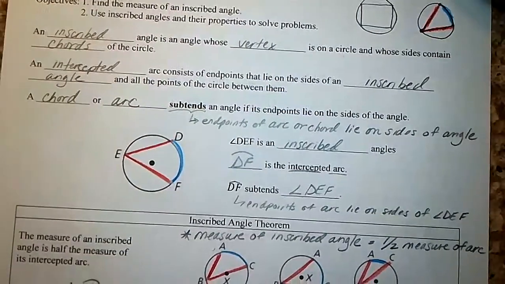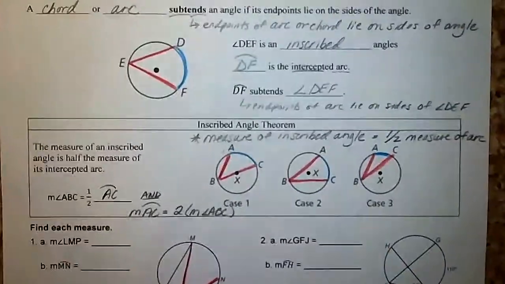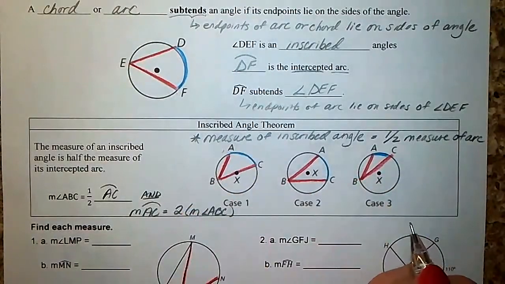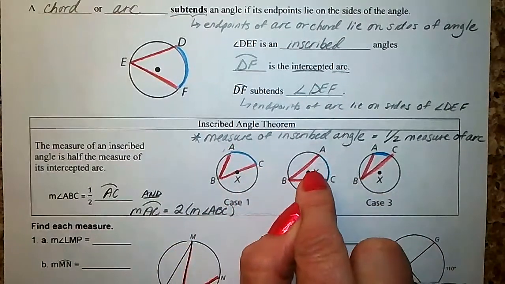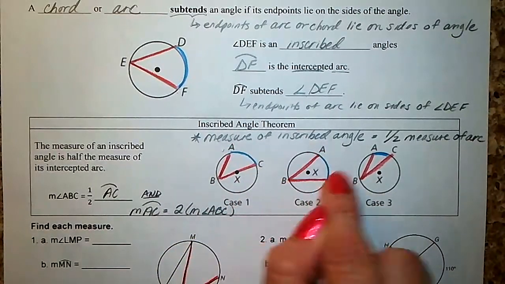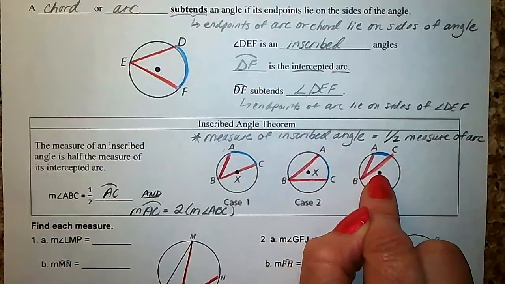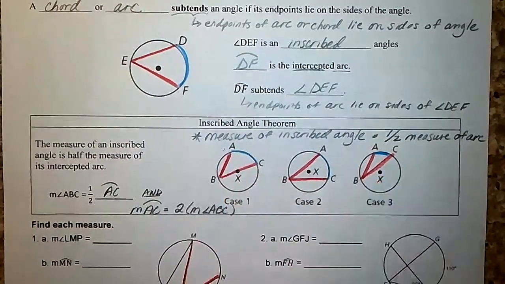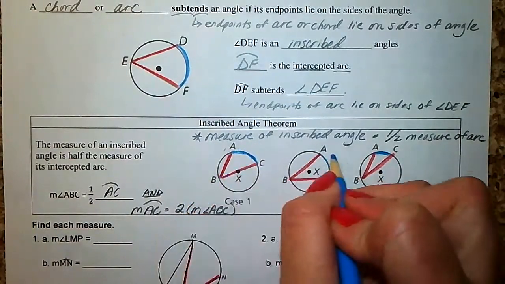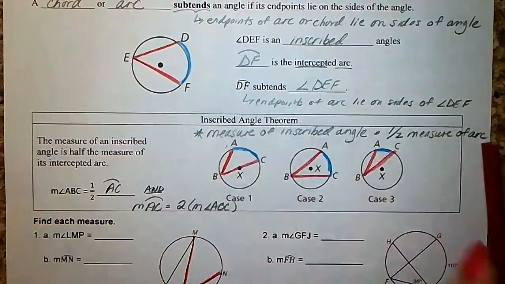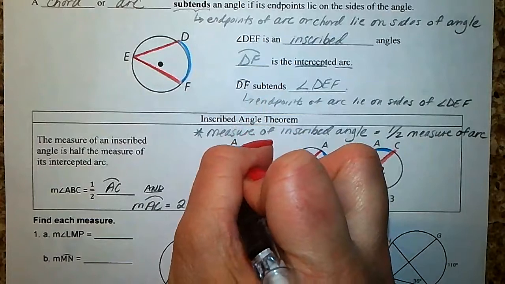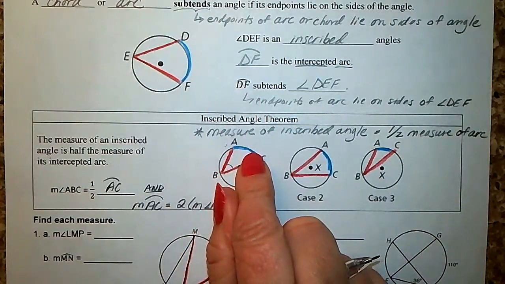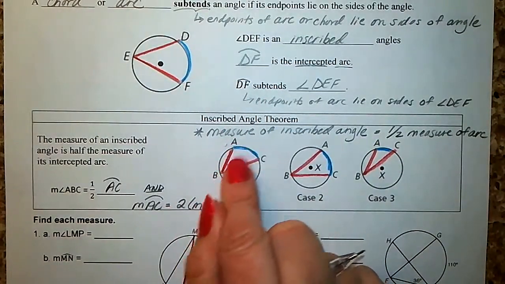Now let's talk about the inscribed angle theorem. Basically what this says is if you have an inscribed angle, there can be 3 different scenarios. The angle can go through the center of the circle, the center of the circle can be inside the angle, or the center of the circle doesn't have to be in the angle at all. In any of these 3 cases, you have an intercepted arc and an inscribed angle. And what this theorem basically says is this angle is going to be half of the measure of the intercepted arc.